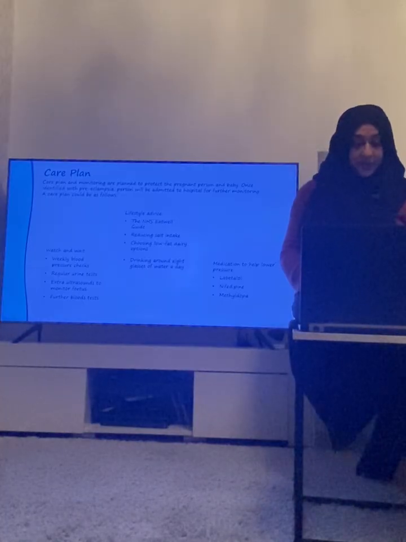Lifestyle advice may also be given, such as following the NHS Eat Well guide, reducing salt intake, and drinking around 8 glasses of water a day.